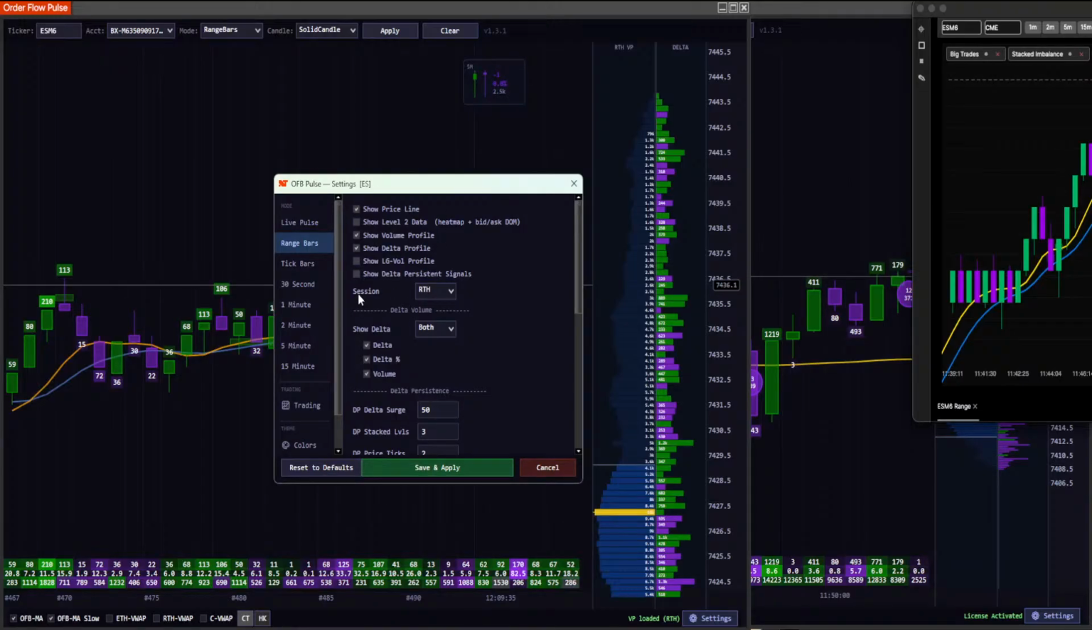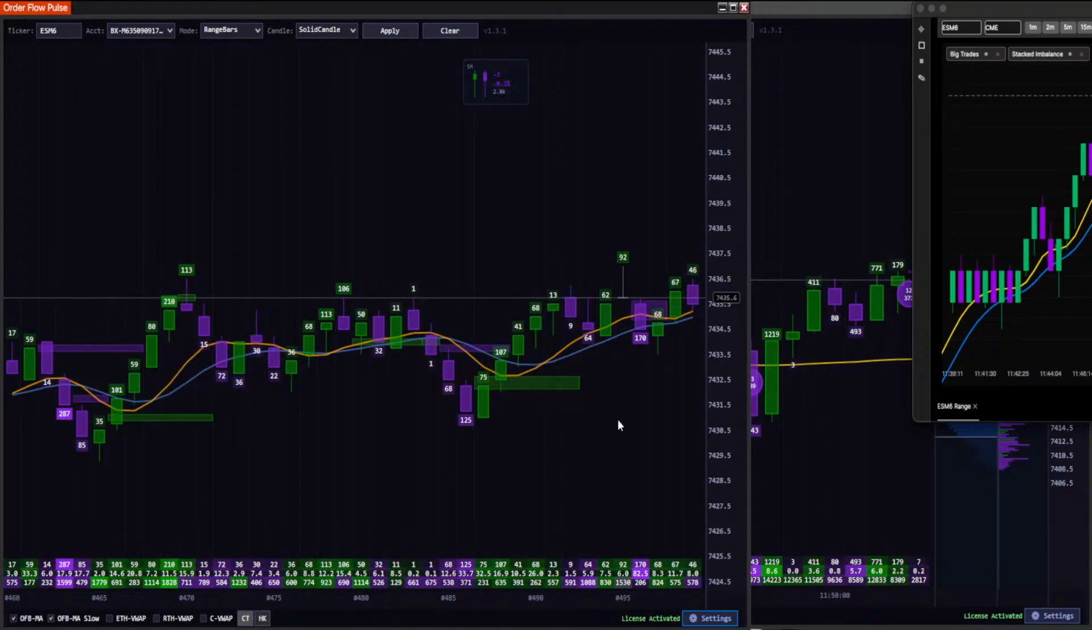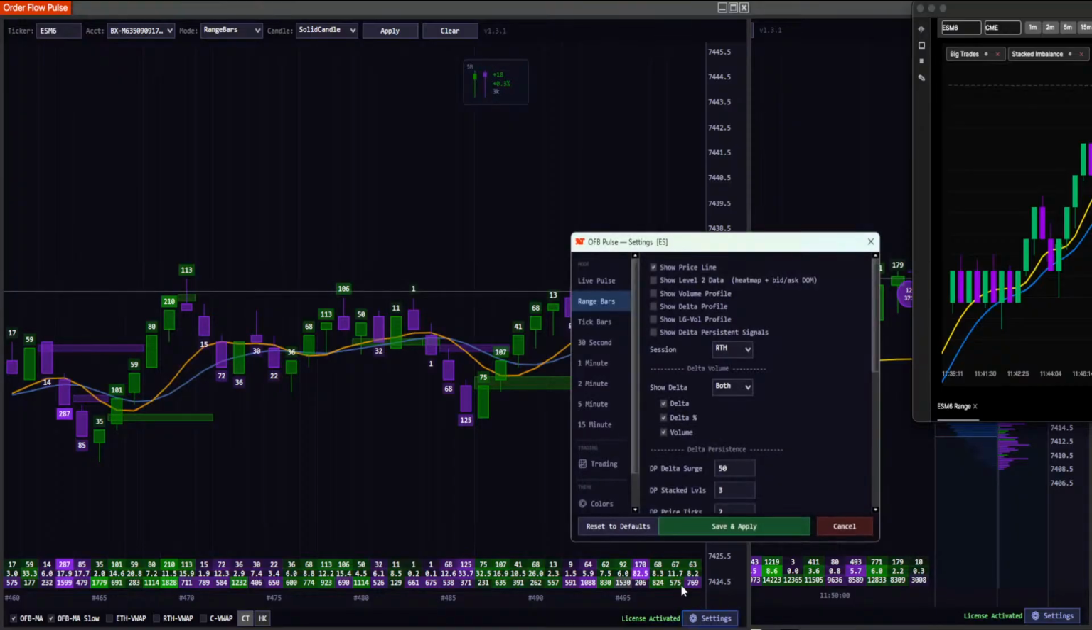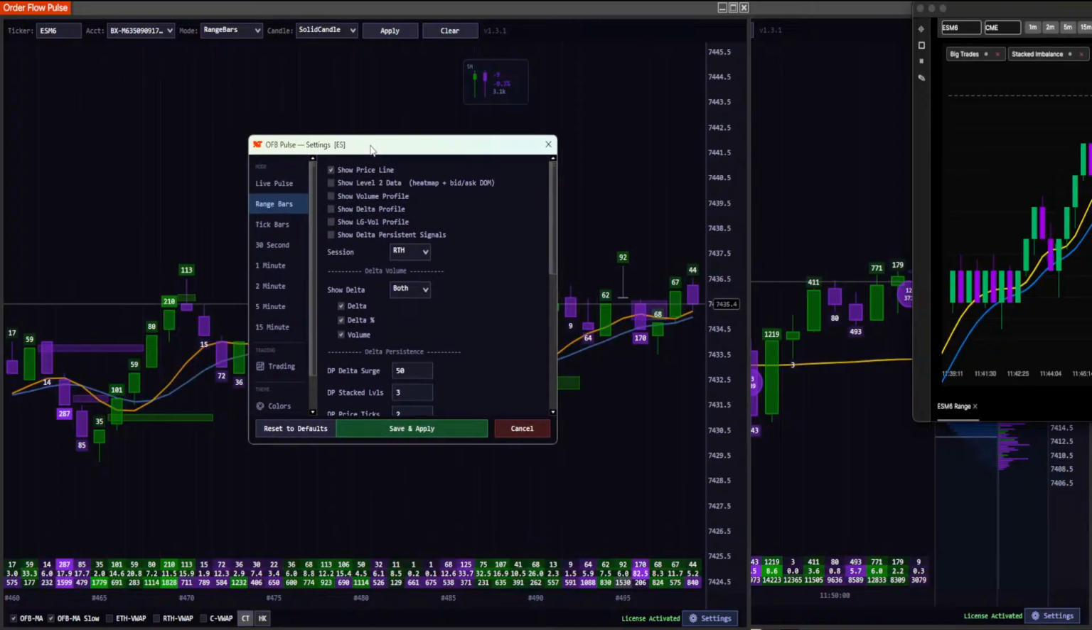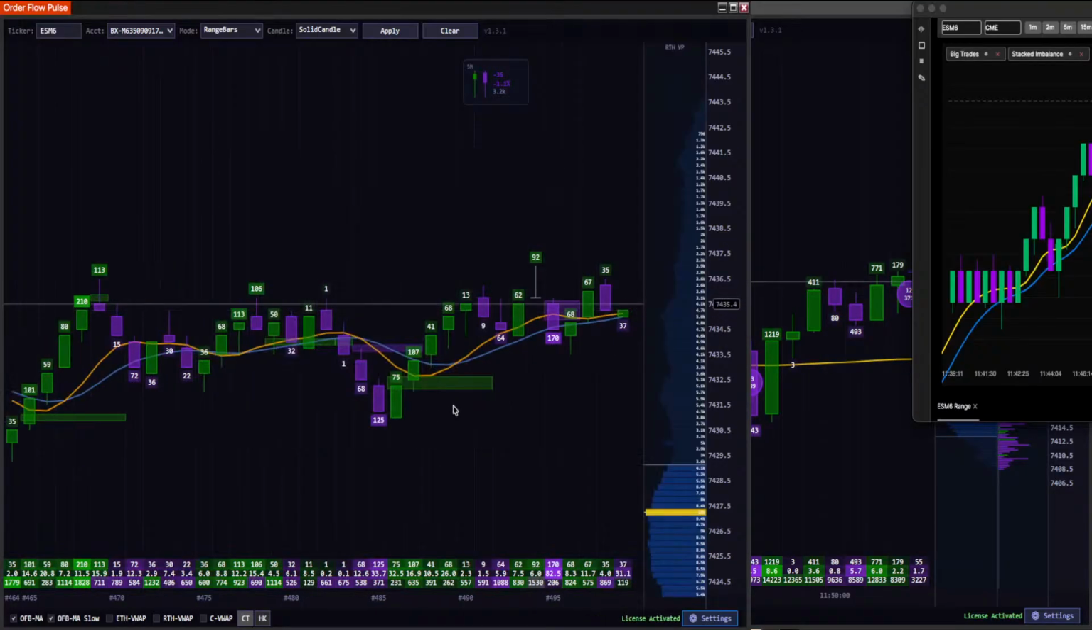Here's another thing. Make sure that session is RTH. You see these little check boxes, show volume profile, show delta profile. You got to make sure those are checked. If those aren't checked and you click save and apply, it's not going to show. Make sure you click on settings, show volume profile, RTH hours, click save and apply, and it shows you the volume profile.